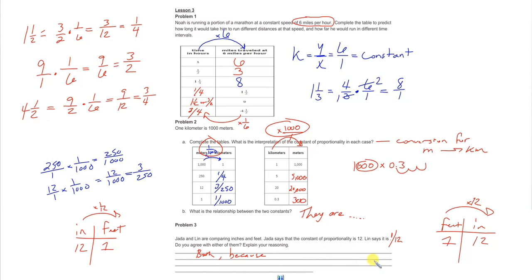So, answer that in your own words, explaining why both of them are actually correct, because 12 is going to be involved. It just depends on if you want to go from inches to feet or feet to inches. And if you get that figured out, then you should be in good shape. Write that explanation for credit.